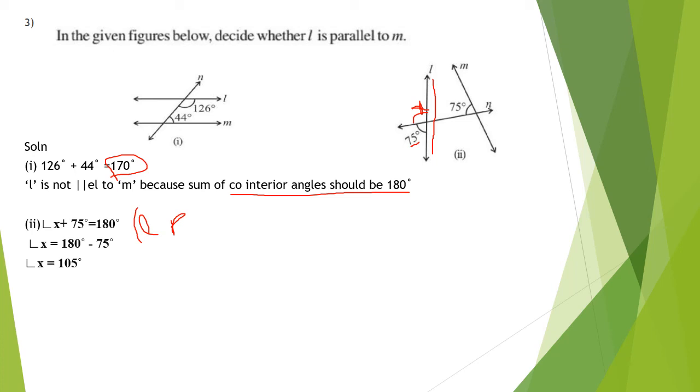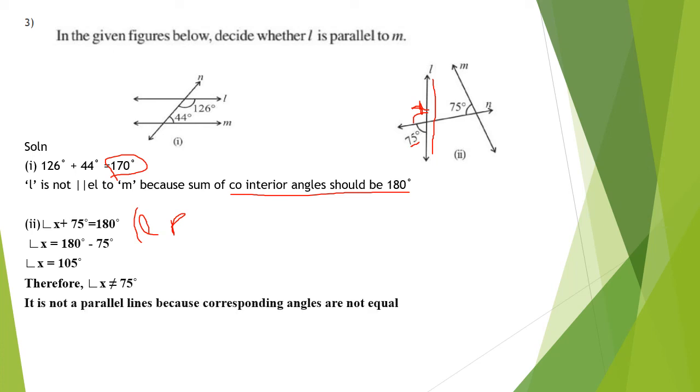If L and M are parallel lines, then X also should be equal to 75 degrees because it's a corresponding angle, right? So here you can write angle X is not equal to 75 degrees, therefore L and M are not parallel lines because corresponding angles are not equal. Okay children, now let's see the next problem.